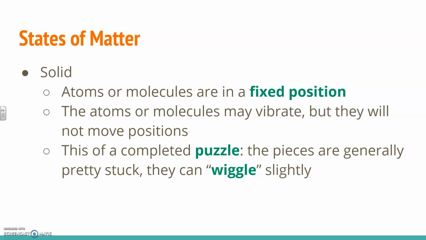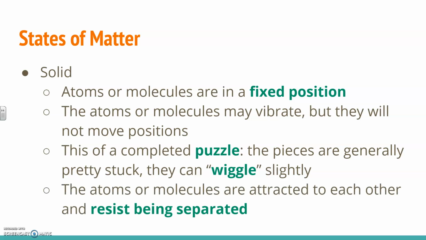Think of this as a completed puzzle. When you make a puzzle, a big 1,000-piece puzzle, the pieces are generally pretty stuck. Okay, they're not really going anywhere, but they can wiggle just a little bit. If you grab one piece and kind of twist it, it'll have a little movement, and you can grab the whole puzzle and spin it. That's also moving, but it's not really easy to take out one puzzle piece from the middle, and it's not really easy to move that one puzzle piece somewhere else because it's not going to fit. Solids, it has to fit in a certain way. Okay? They're being attracted to each other, and they are resisting being separated. They're actually stuck like that.